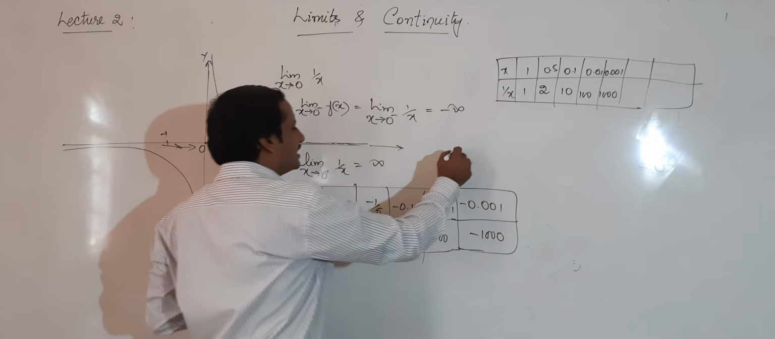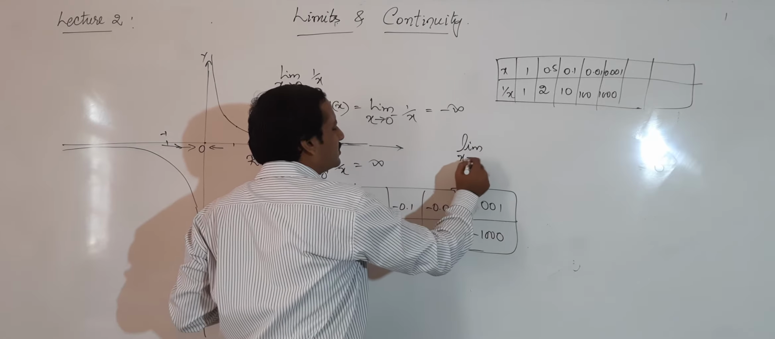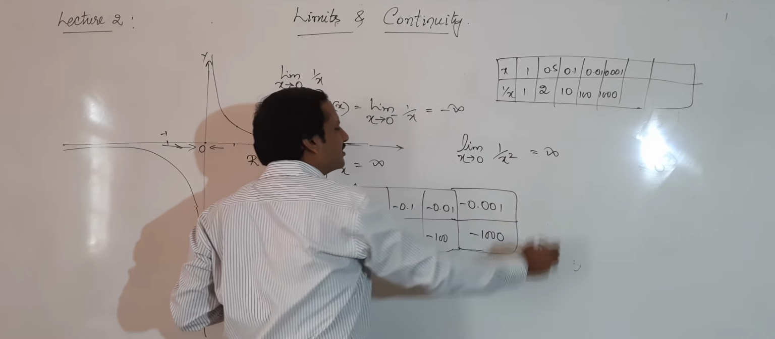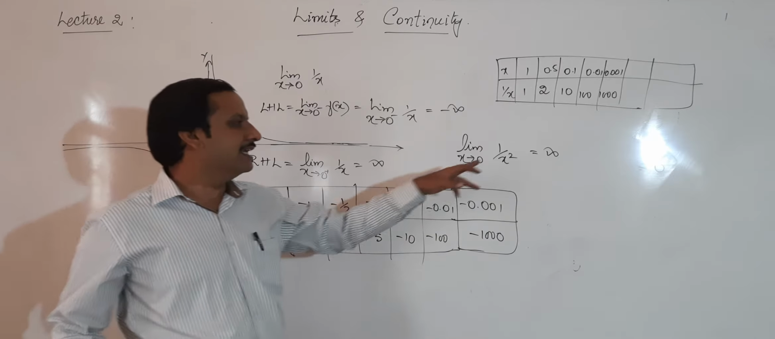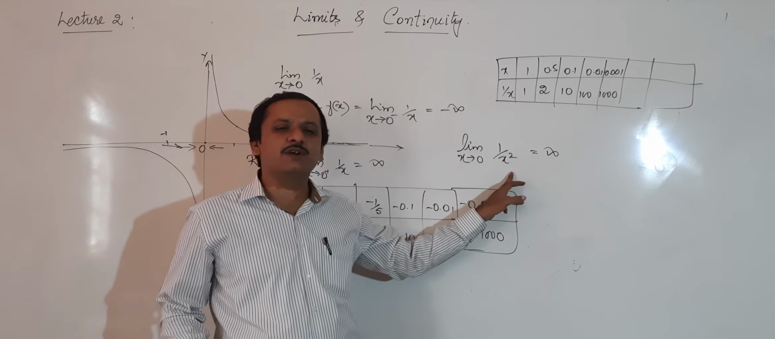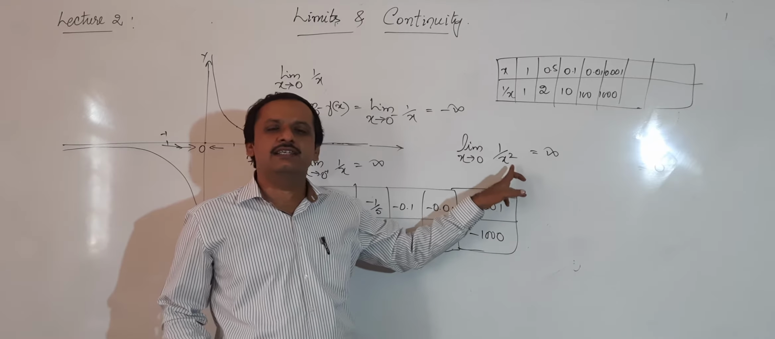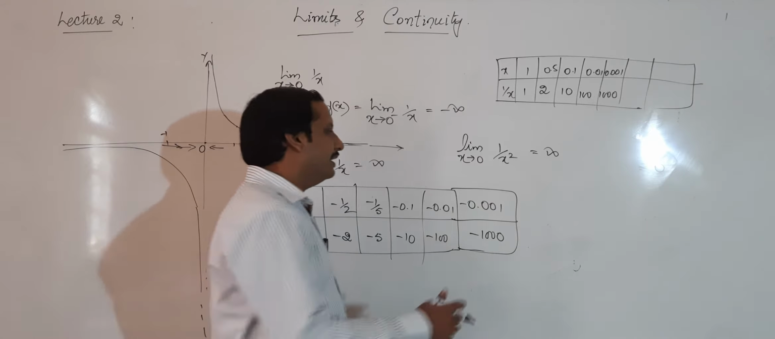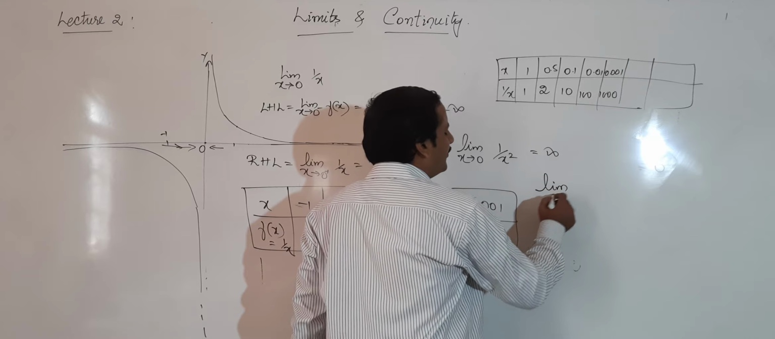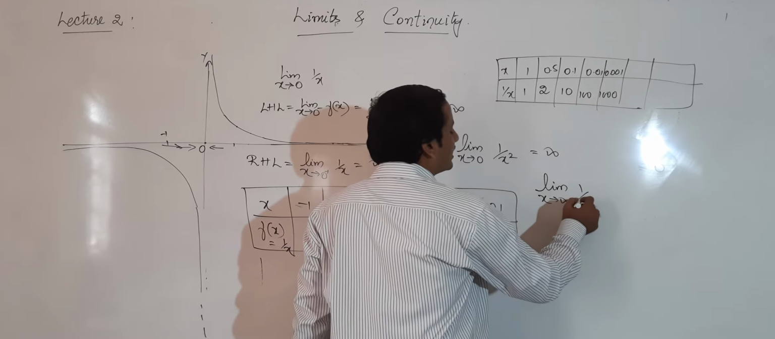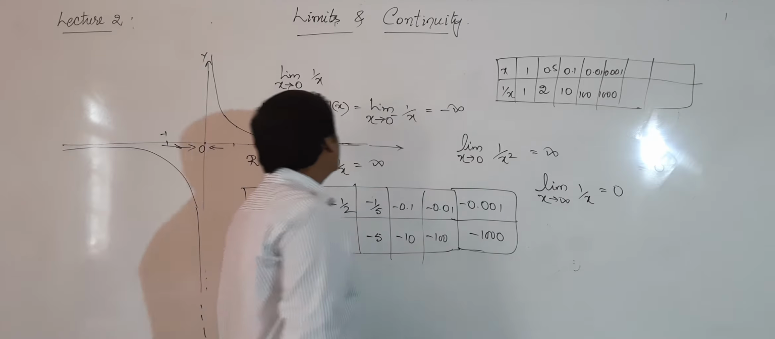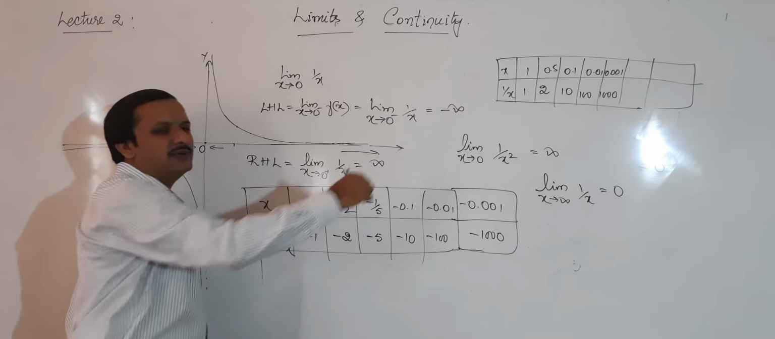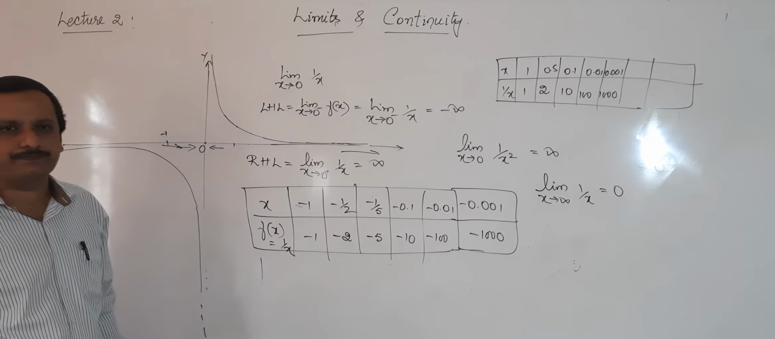However, this limit exists. Limit x tends to 0, 1 by x square. This limit exists and it is equal to infinity. Because here x square is there, whether x is approaching 0 from left side or from right side, this will be positive only, it will be increasing, so it will tend to infinity. Then limit x tends to infinity, 1 by x, that is equal to 0. As you can say, when x tends to infinity, 1 by x will tend to 0.